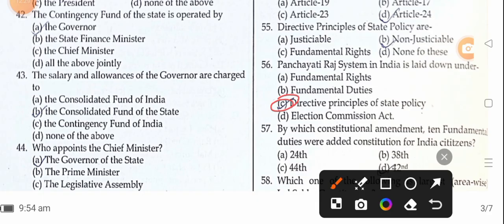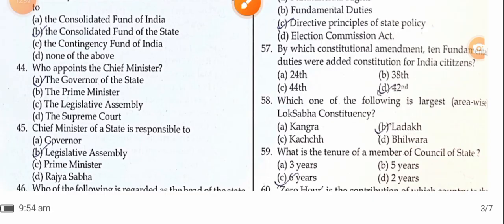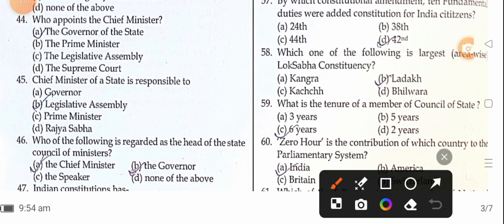Who appoints the chief minister? The governor of the state. They appoint chief ministers. By which constitutional amendment were the 10 fundamental duties added to the constitution for Indian citizens? The correct answer is option D, 42nd. Option D is the right one. Chief Minister of a state is responsible to the Legislative Assembly. Option B.